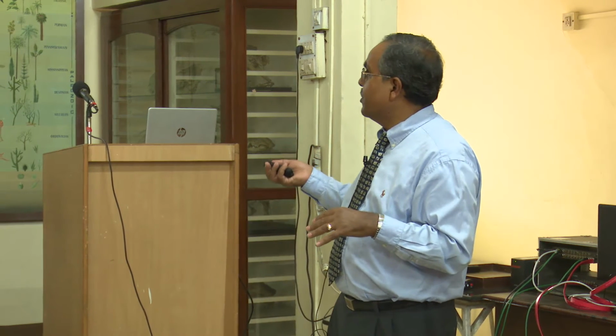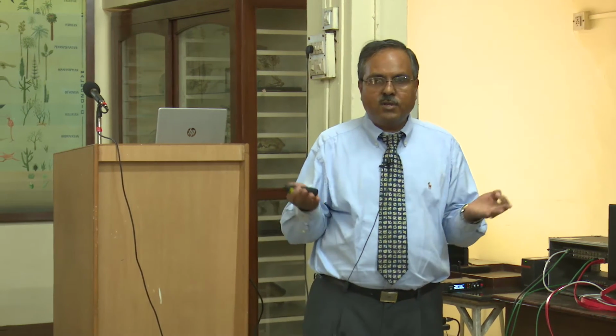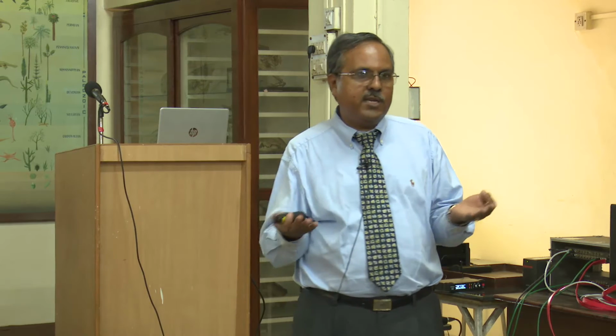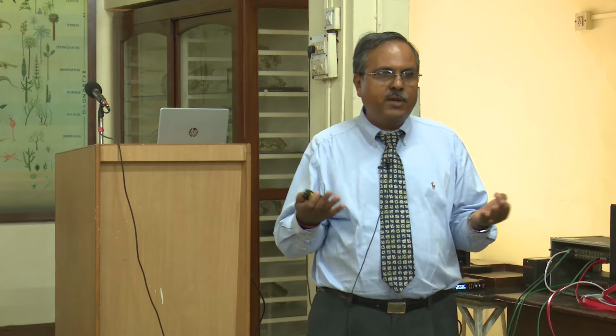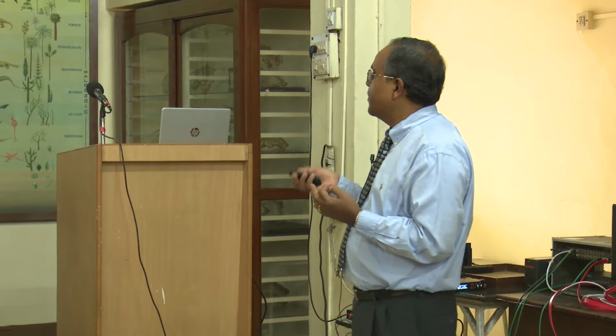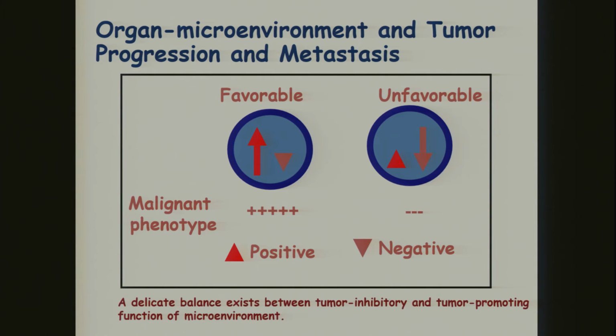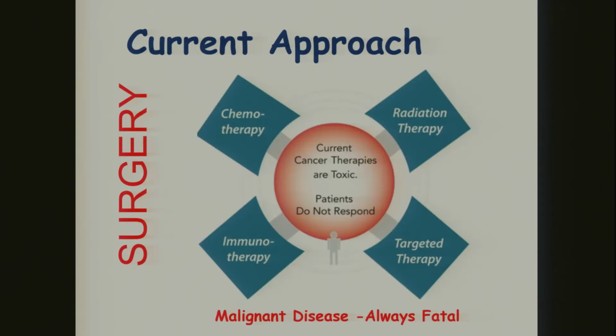Most often, the tumors growing in an unfavorable site are avascular. They don't have neovascularization or angiogenesis, and that's one key event which is essential for metastasis. And there are many other processes which you can identify depending on the tumor type. So there is a delicate balance between tumor-inhibiting and tumor-promoting functions in the microenvironment.